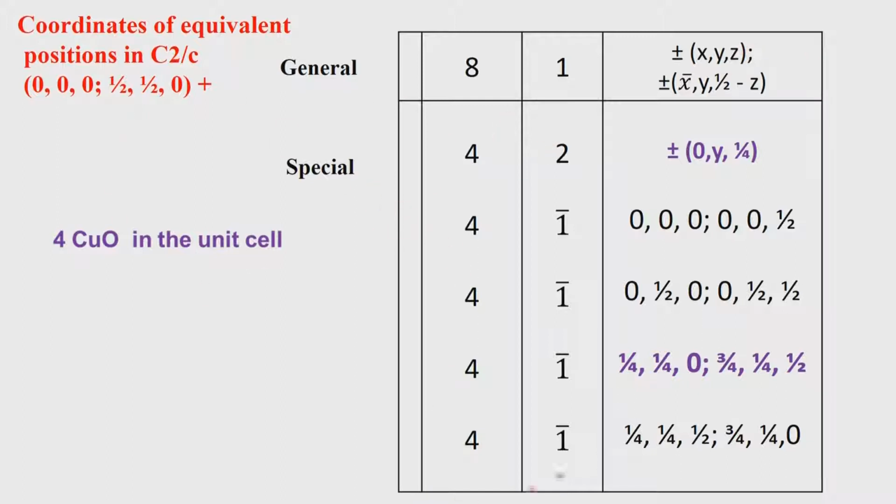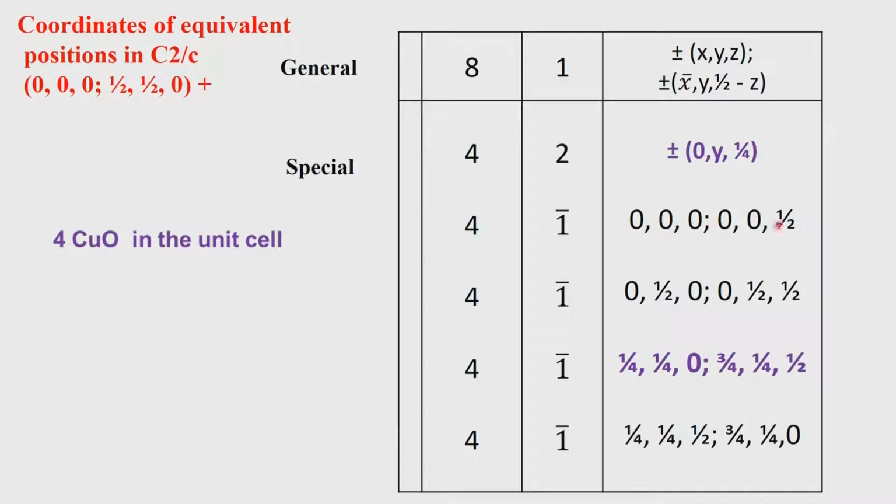Now, the special positions can be of symmetry 1 bar or of symmetry 2. 2 possibilities again exist, just like we saw in the PMCN case, where we had 1 bar and the mirror symmetry. We had the position of 1 bar available, but all the atoms decided to occupy the mirror symmetry. So, here we have 4 1 bar positions that are available, and these are the corresponding coordinates. You will have to generate the additional coordinates. Here only 2 are given, that means you have to add half half 0 to each one of these to get to the 4 equivalent points.